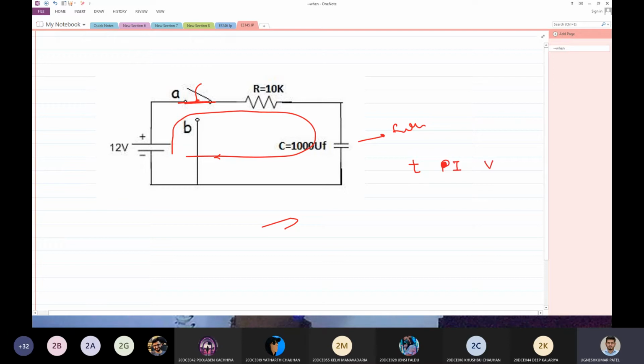This is a single path, so I'm going to measure the current either over here or here, and I'll get the same value. But which voltage am I going to measure? The voltage across my capacitor, to see how the voltage builds up across it. I'm going to connect a voltmeter over here and an ammeter over here. This is how I'm going to take the reading.